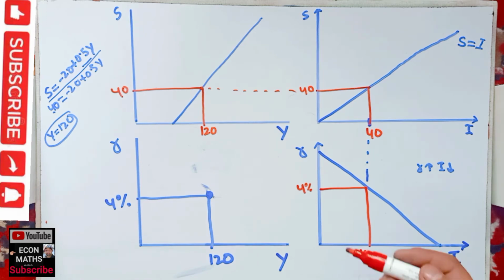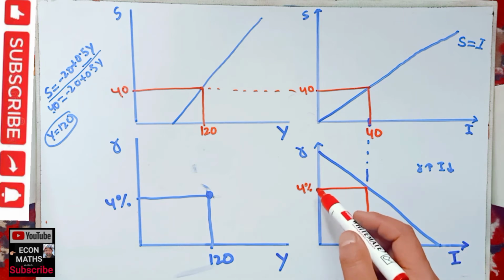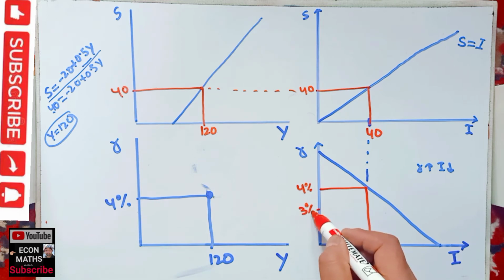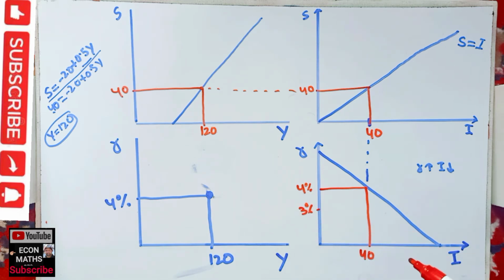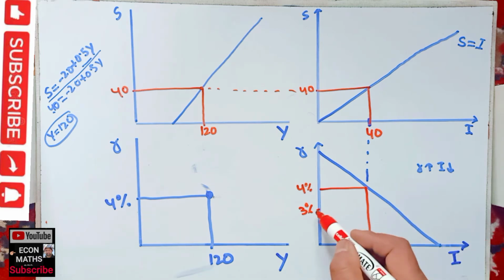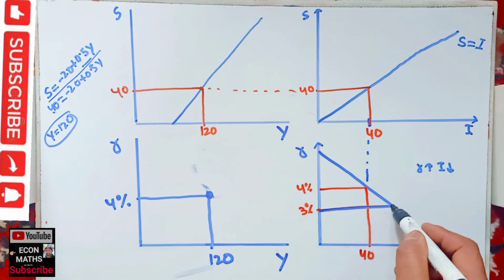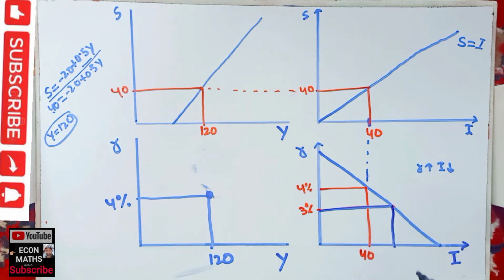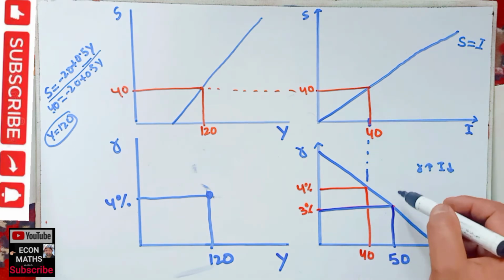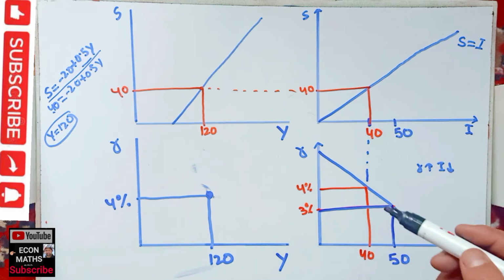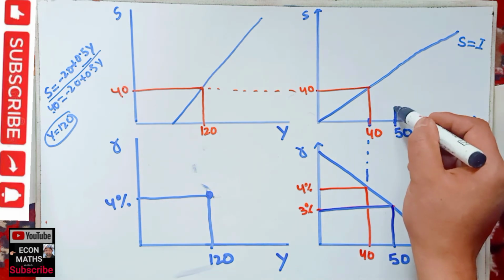Now, let us assume that the interest rate goes down from 4% to 3%. If interest rate goes down from 4% to 3%, obviously the investment will increase because there is a negative relationship between rate of interest and investment. So when interest rate goes down, investment will increase. Let us say it increases from 40 to 50. Okay, so in the second graph we will have an investment level of 50. It is obviously because we are taking investment on this axis. Now we have 50 as investment.